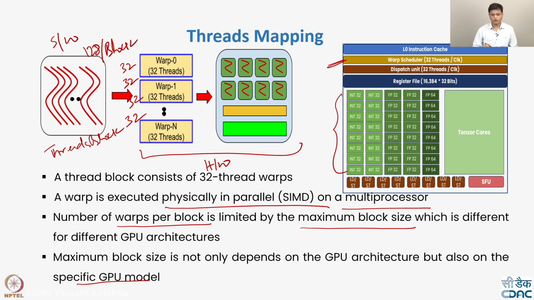So in this case, it is always recommended to refer to the data sheet to understand what maximum block size is supported by the underlying GPU architecture, and accordingly how many warps can be generated in this flow.